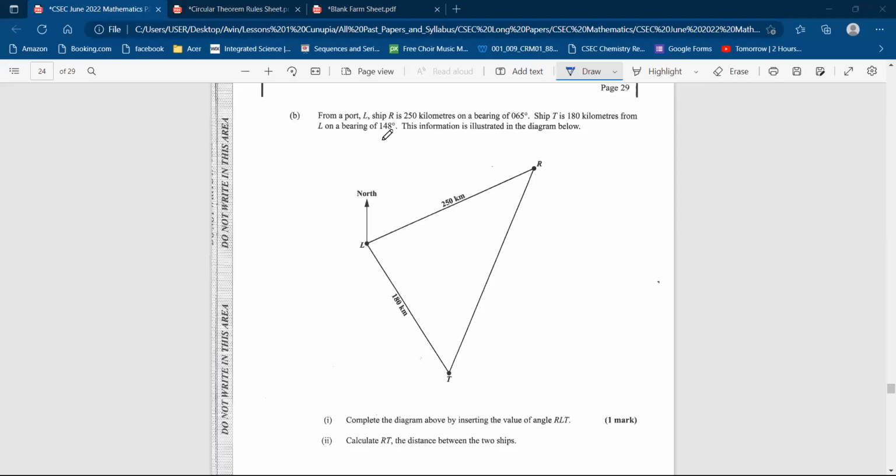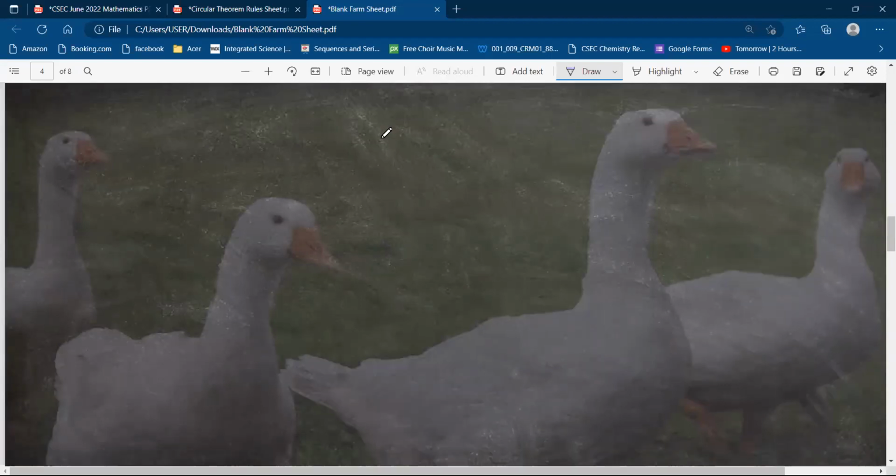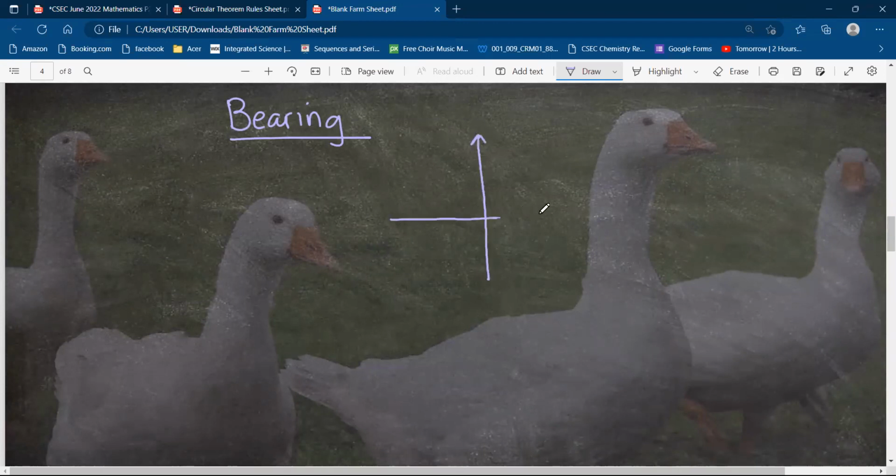So let me explain what a bearing is, and that might probably help a little bit. So the word bearing, it kind of deals with north, east, west, and south. They're just like in geography. So let's pretend you have a compass here. You have your north, your east, your west, and your south.